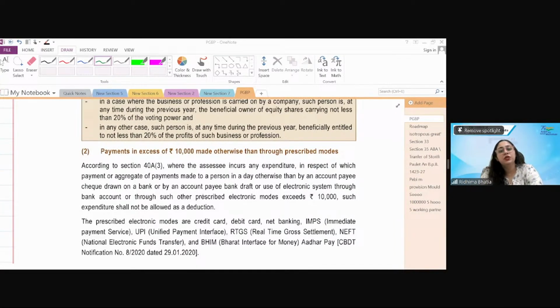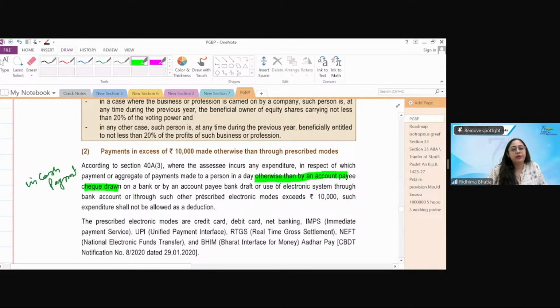Next is a major disallowance, which is disallowances in relation to cash payments. But as I told you, to understand it, I will say cash payments. But to write in an exam, you will use this language: in any mode other than an account payee cheque, account payee bank draft, use of electronic clearing system or prescribed electronic modes, where UPI and all that stuff is there. Credit card, debit card.